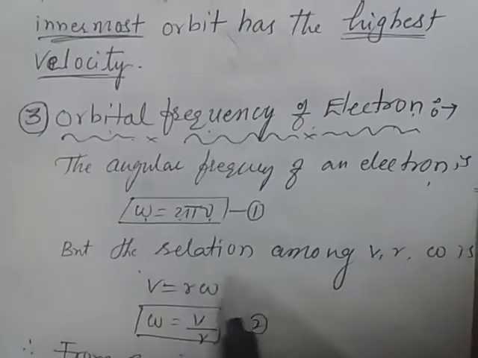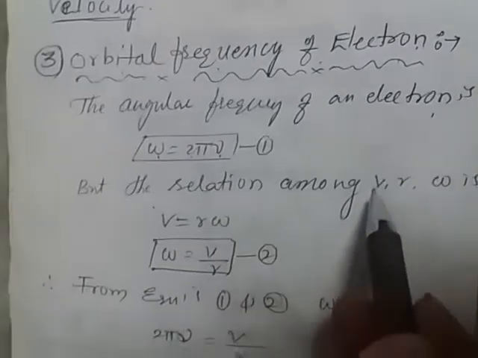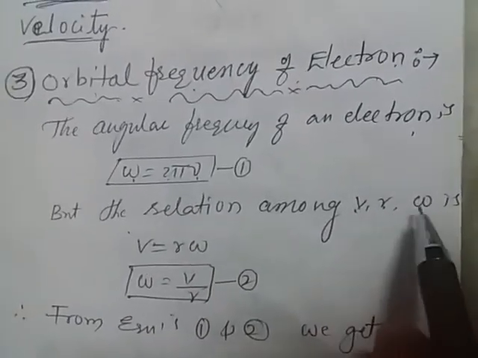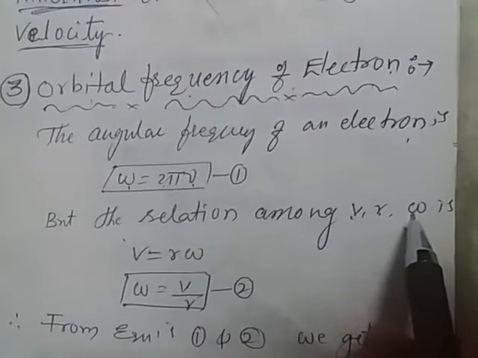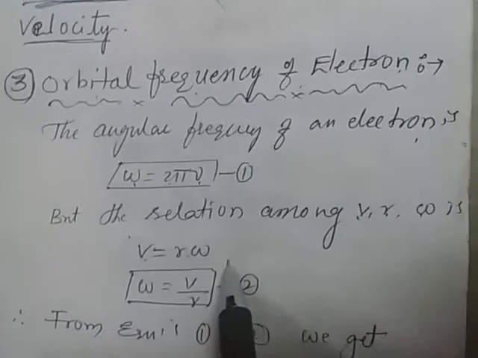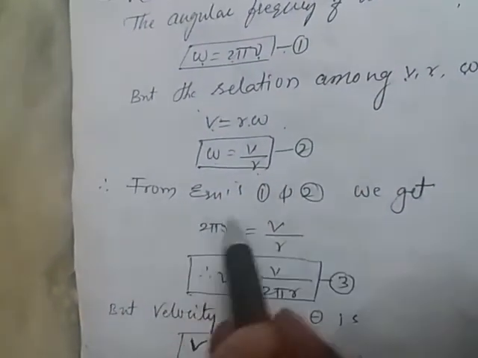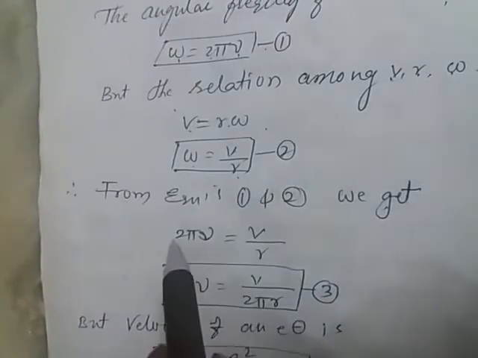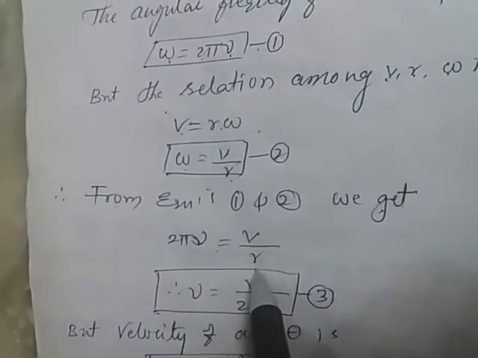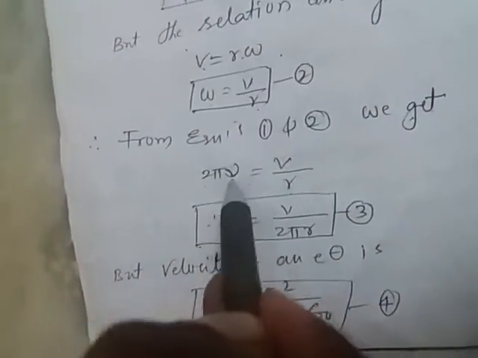Next, the relation among the linear velocity, the radius of the orbit, and the angular velocity is represented by v equal to r omega. But omega equal to v by r. This is equation 2. This is equation 1. From equations 1 and 2, we get 2 pi nu is equal to v by r. So here we want the frequency of the orbit of an electron. So nu equal to v by 2 pi r.